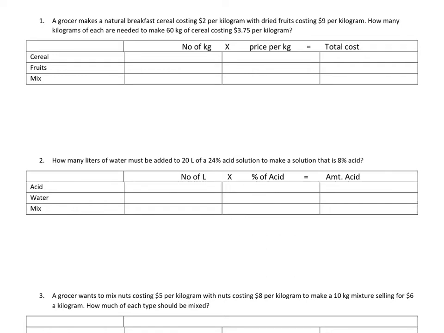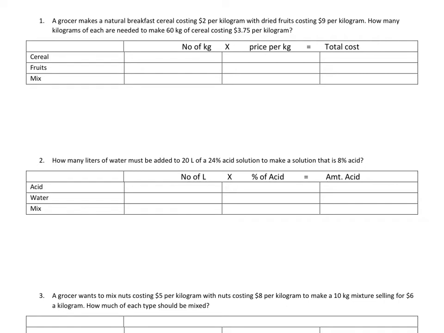Okay, so that's a lot of information, right? But to kind of explain, this grocer is making some sort of snack mix, okay? And in the snack mix, he's putting breakfast cereal and he's putting fruit, okay? The cereal that he puts in his mix costs $2 per kilogram. The fruit that he puts in his mix costs $9 per kilogram. When he mixes this together, he wants to make 60 kilograms of his mixture, and he wants his mixture to be worth $3.75 per kilogram, okay?